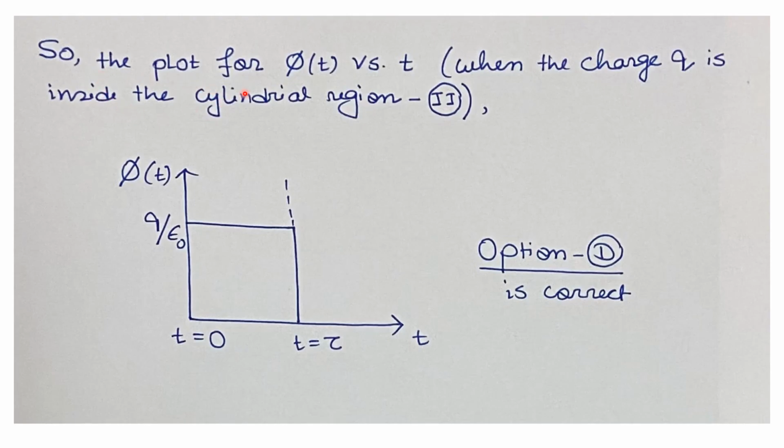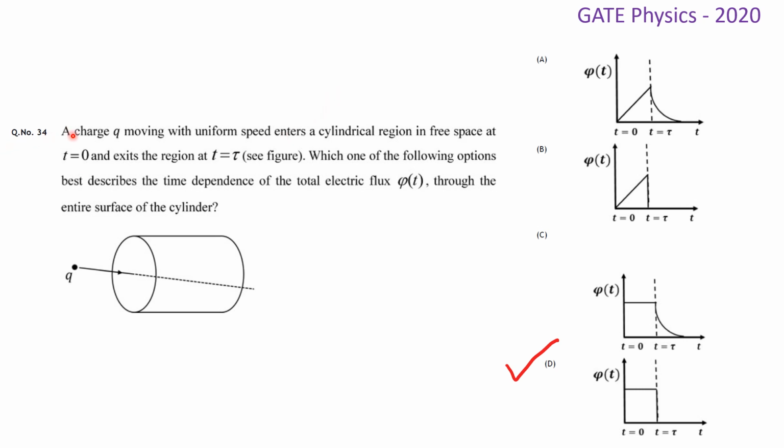So the plot for the electric flux phi as a function of t will look like this. Our electric flux is constant, that is q by epsilon naught for the time interval 0 to tau, and it will be 0 after t equals tau. So option D is the correct option for this question. So we have discussed this problem and we found that option D is the correct answer for this question.